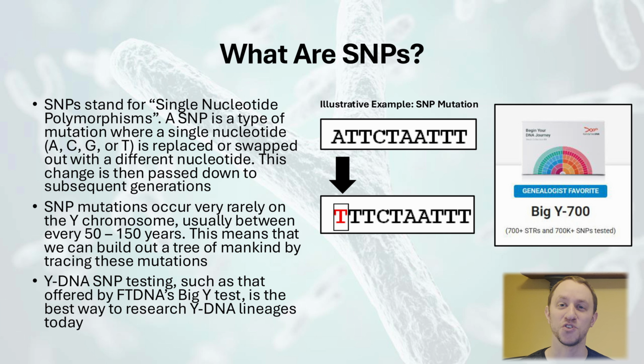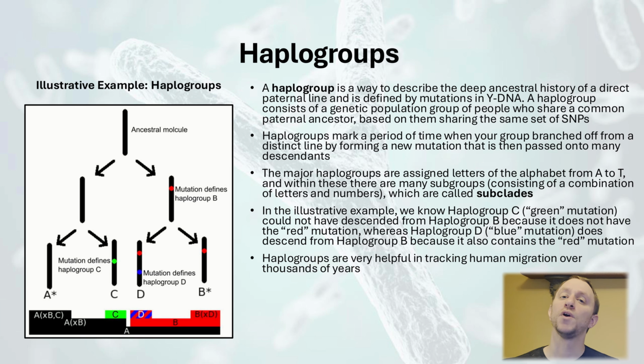passed down through the generations. This means that every time a SNP mutation appears, it becomes like a timestamp on the Y chromosome. When we test for these SNPs, we can build a branching family tree of mankind. Each branch on this tree represents a haplogroup. A haplogroup groups together people who all share a specific mutation or group of mutations, meaning that they all descend from the same ancient ancestor.